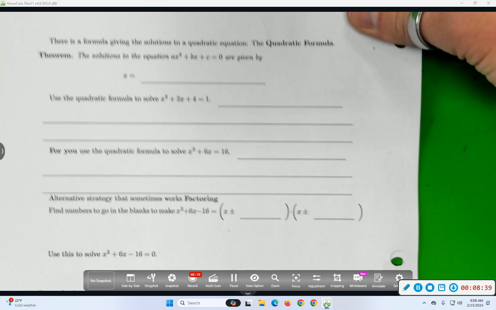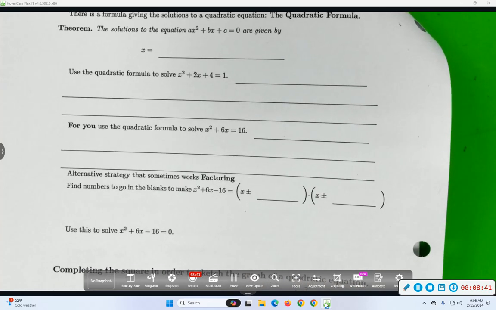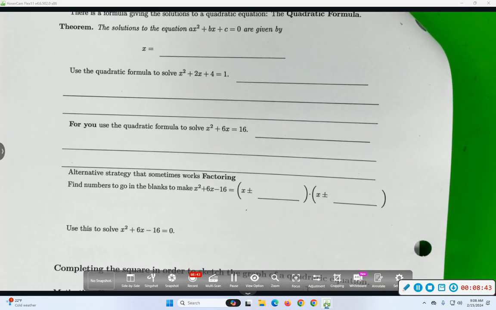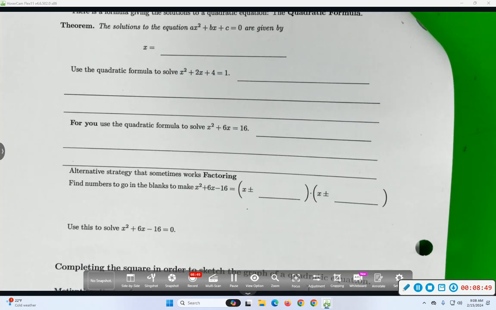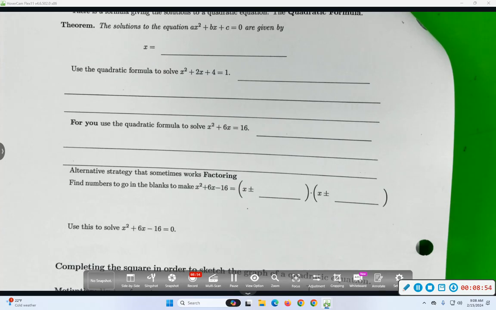which is an excellent segue. I was about to talk about it. There's a formula that gives solutions to any quadratic equation. So if you ever encounter a situation where you want to know ax squared plus bx plus c equals 0, what is x? This is just going to hand you the solutions.